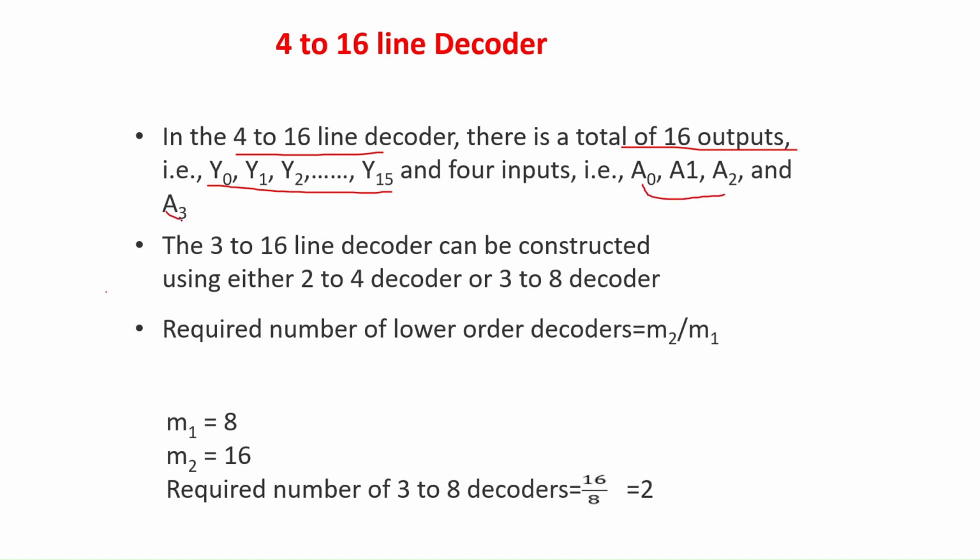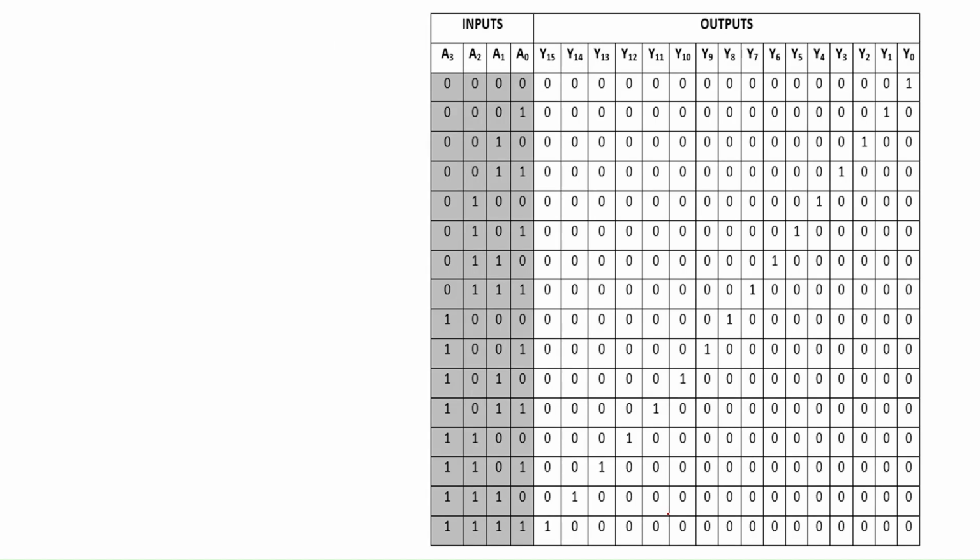This 4 to 16 line decoder can be constructed using either 2 to 4 decoders or 3 to 8 decoders. There is a formula to decide how many lower order decoders are required. That is M2 divided by M1. M2 is the higher order decoder and M1 is the lower order decoder. In this video, we are going to design the 4 to 16 line decoder using 3 to 8 line decoders. So M2 is 16 and M1 is 8. 16 divided by 8 is equal to 2. So we require 2 3 to 8 decoders.